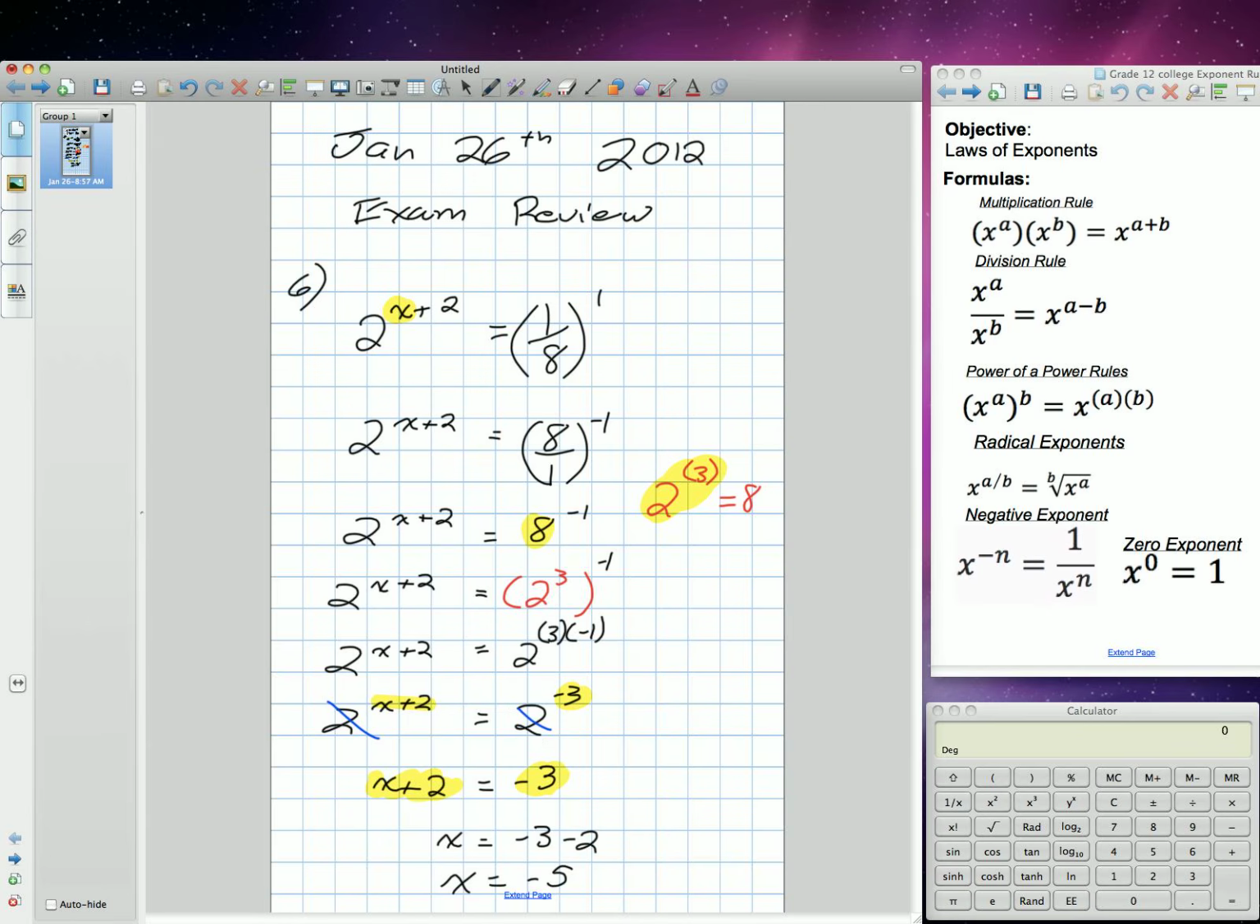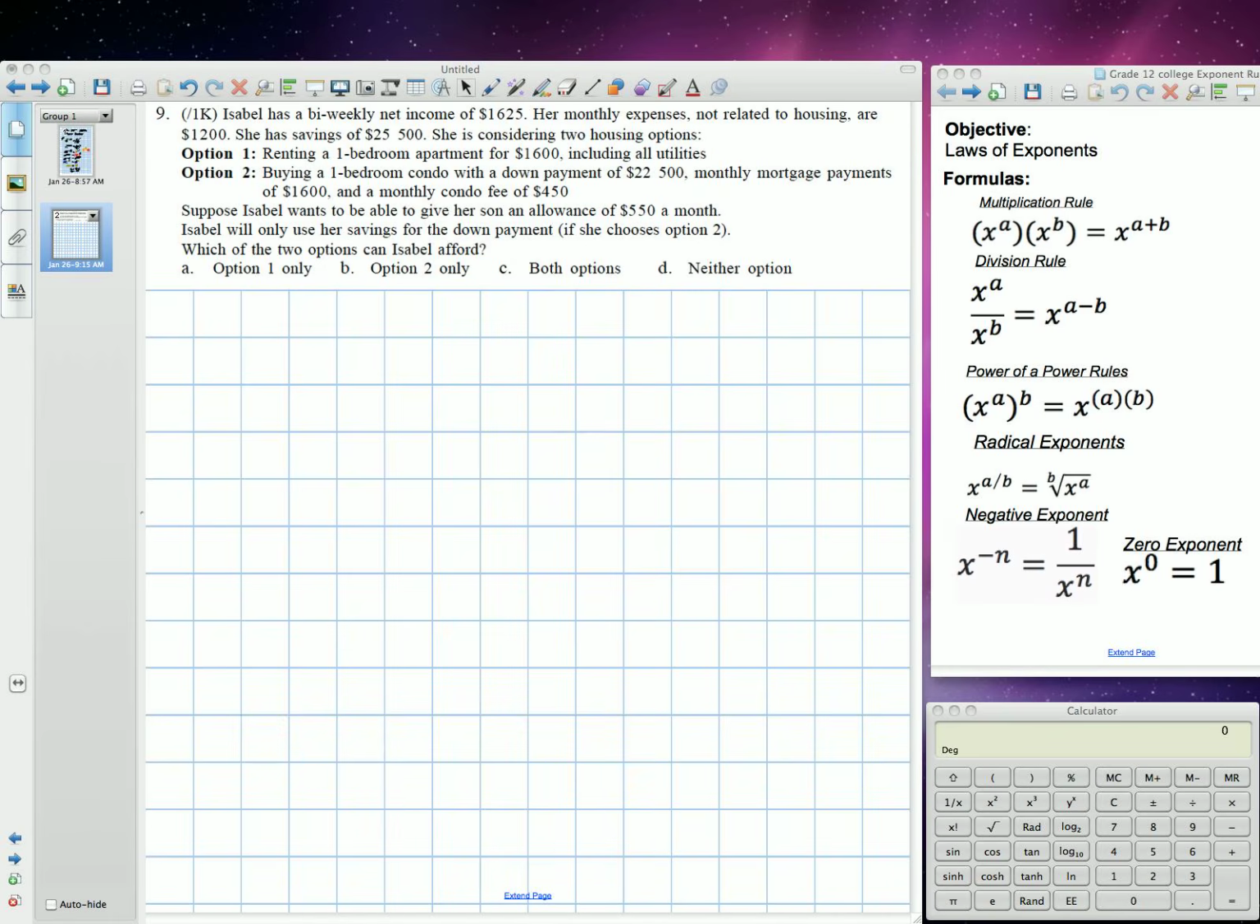It says Isabella has a bi-weekly net income of $1,625. So right off the start, let's start highlighting important information. She has an income of $1,625. Okay. Her monthly expenses not related to housing are $1,200. So already she has expenses that are $1,200. She also has a savings of $25,500. Okay. She's considering 2 housing options.